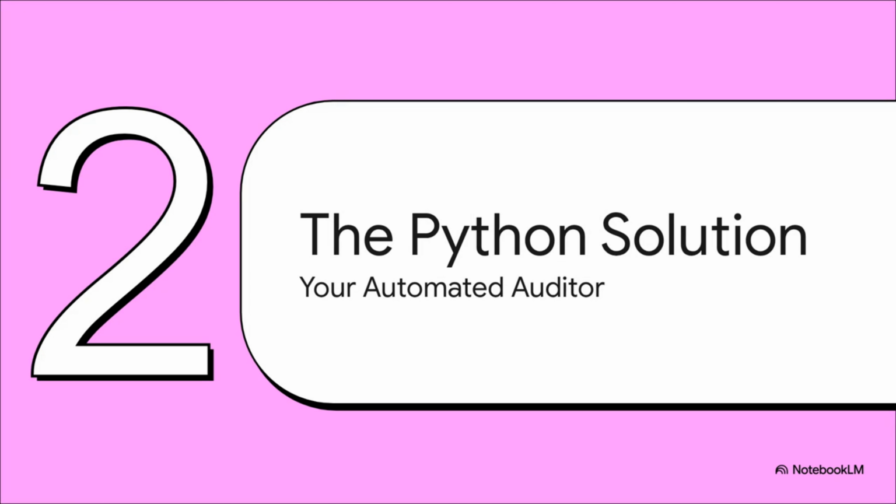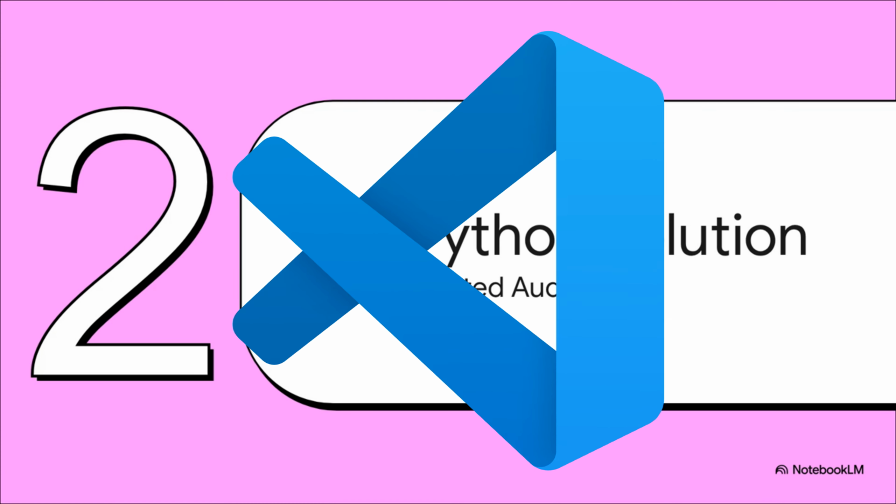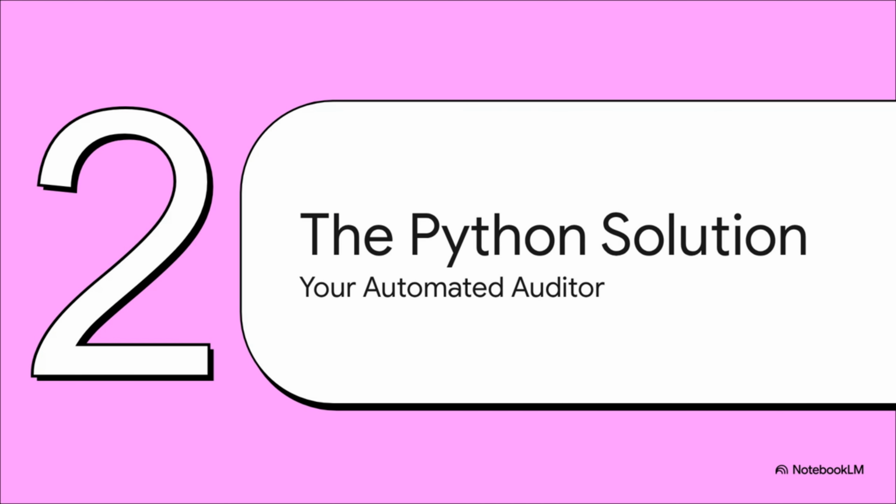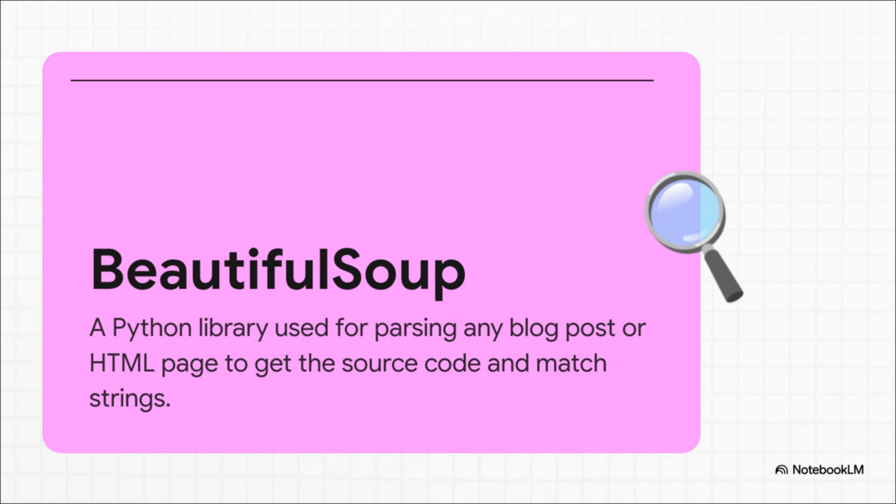But what if you could build a little helper, a tool to scan your entire site for you in just a matter of seconds? That is exactly what we're going to do. We're going to use a simple Python script to turn this ridiculously tedious manual task into a fully automated, worry-free process. To make this happen, we're going to lean on an amazing library called BeautifulSoup.